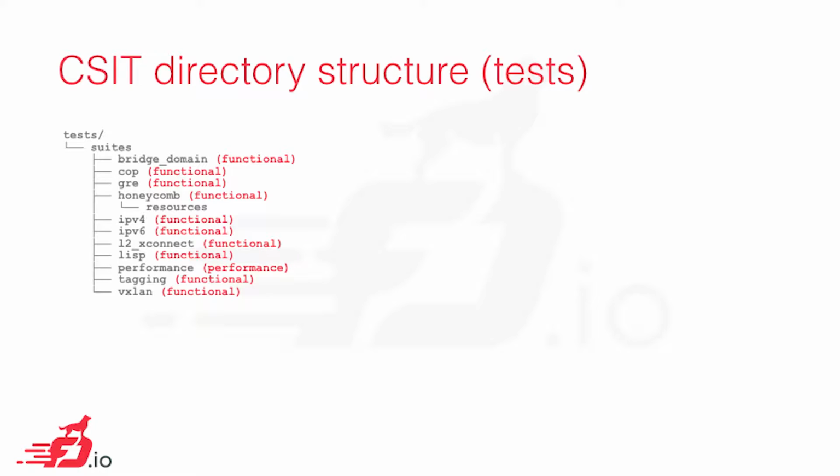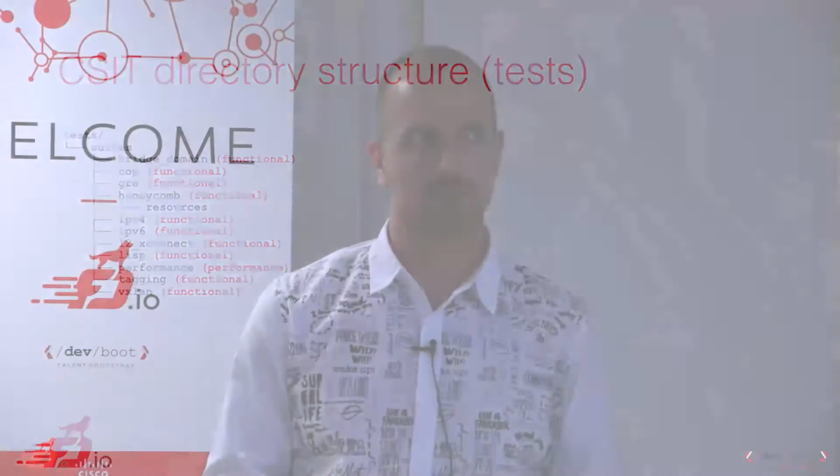Tests directory. There are around 10-11 suites. All of them except one, the performance suite, are functional, and each directory contains test definitions. For instance, the bridge domain directory. All this is pretty much self-explanatory. Lisp is a suite that tests the Lisp functionality of the VPP.